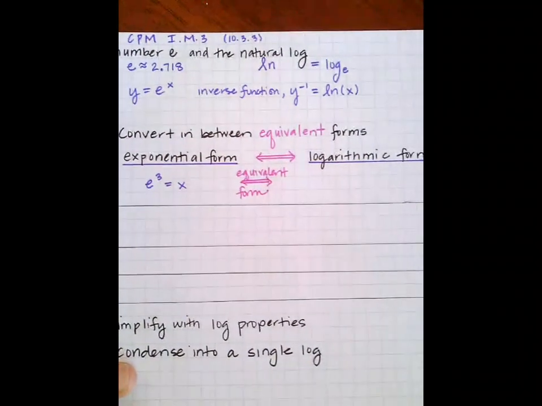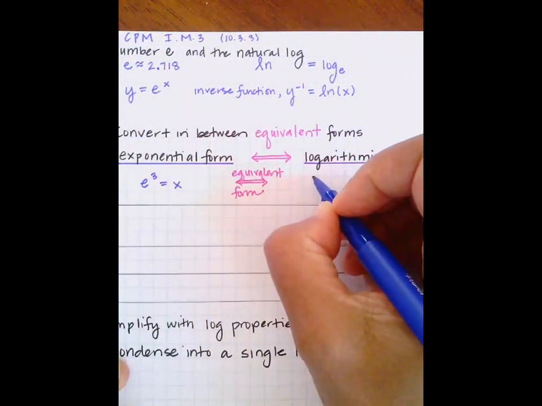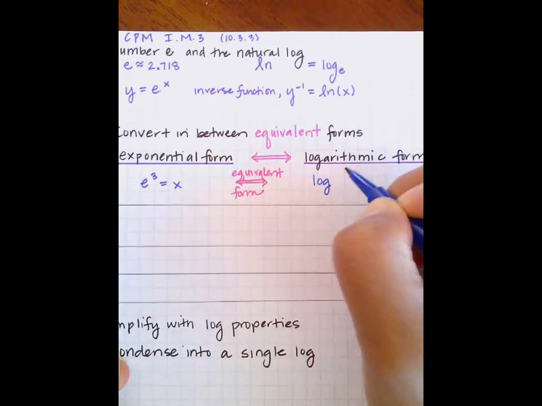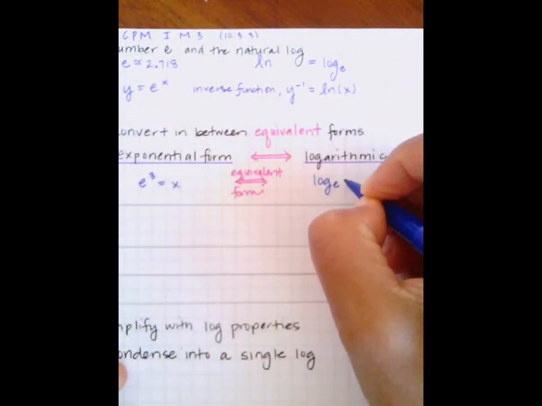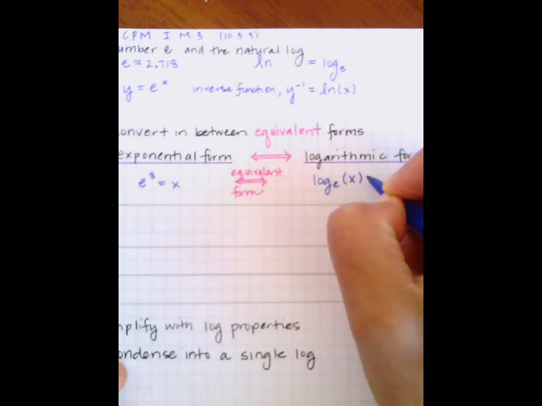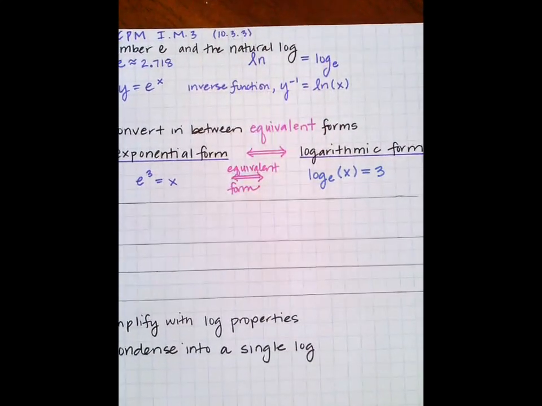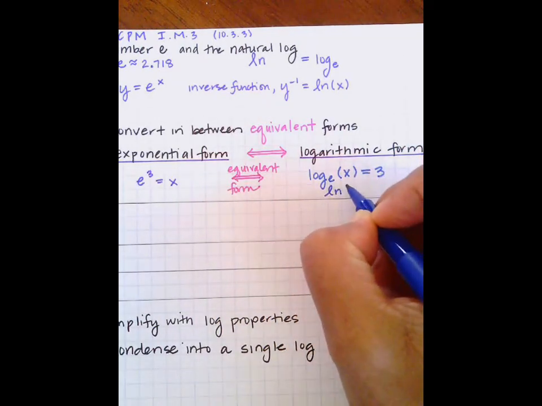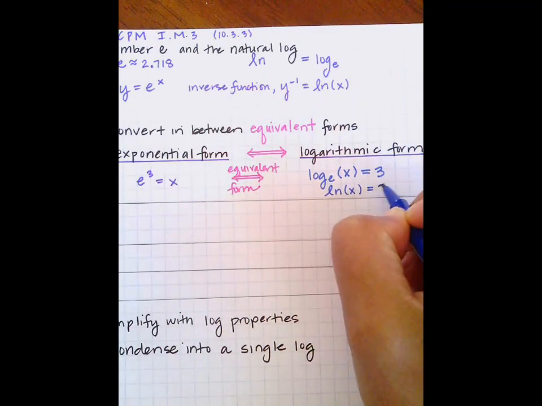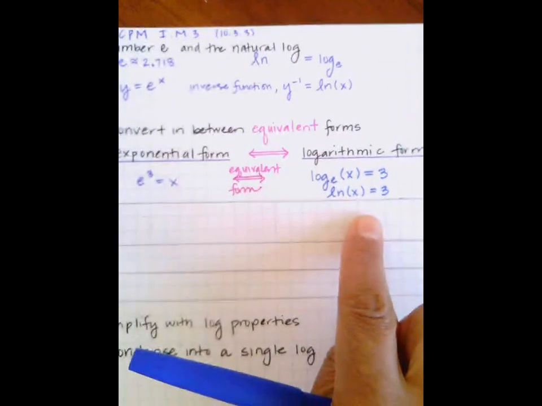It can be written in a different way, and that different way would be log, and then the base of this exponential is e, so that would be log base e of the answer x equals 3. But the thing is, we don't write log base e. Instead, we abbreviate that as the ln of x. So this is really the ln of x equals 3. And this is the same thing. So these two represent the same relationship.